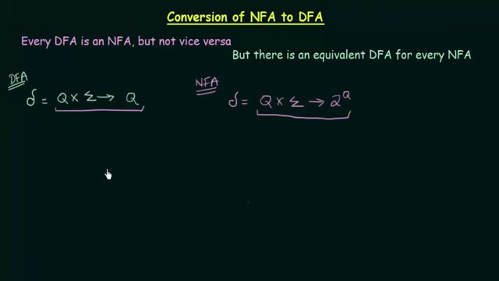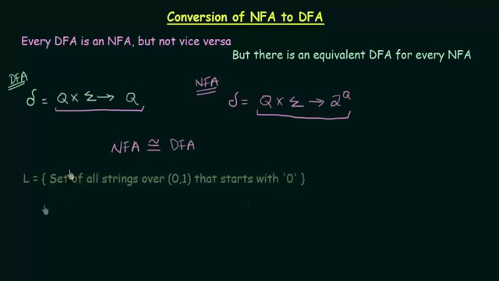Alright, but there is an equivalent DFA for every NFA, that means there is a way we can convert every NFA to a DFA, that means we can make them equivalent. There is a way to convert every NFA to DFA, and that is what we are going to see in this lecture. Alright, so to demonstrate this, let us take a simple example.